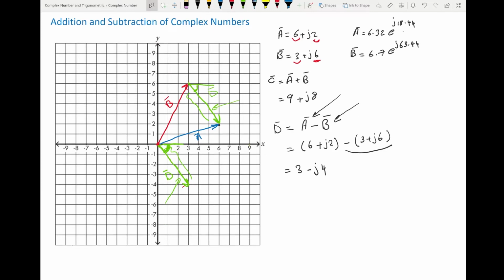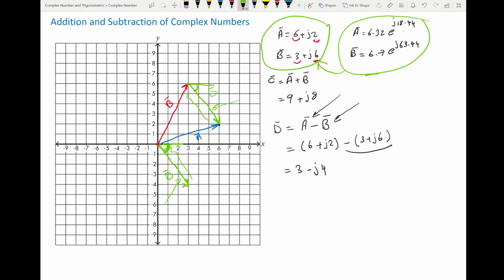So what is important is the following. Addition and subtraction should be done in rectangular form. You cannot do it in polar form. So you have to convert from polar form to rectangular form, do the addition, the subtraction, and get the result. And if you need the result to be in polar form, then just convert it from rectangular to polar form the same way we did earlier.